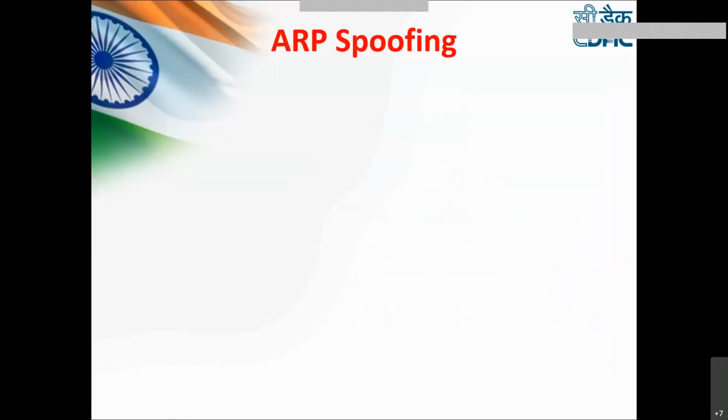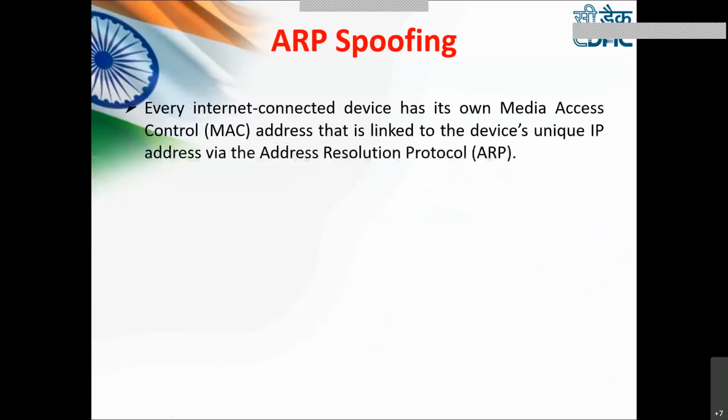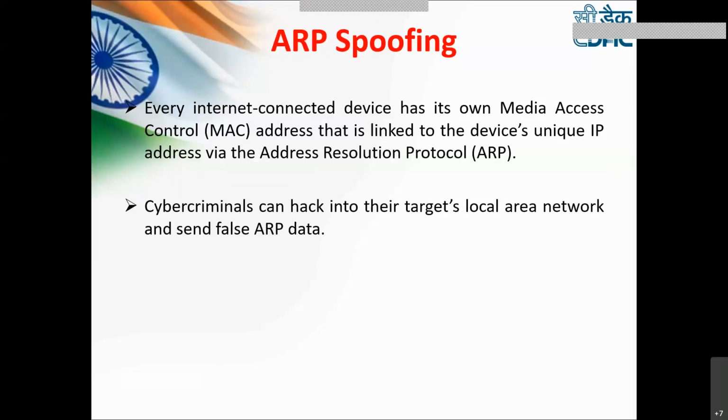This is Address Resolution Protocol. So ARP is basically used by many of your switches. Every internet-connected device has its own media access control address, MAC. Every MAC is allotted a particular IP in its network. That is linked to the device's unique IP address via the Address Resolution Protocol, that is your ARP. But what if it could also be spoofed?